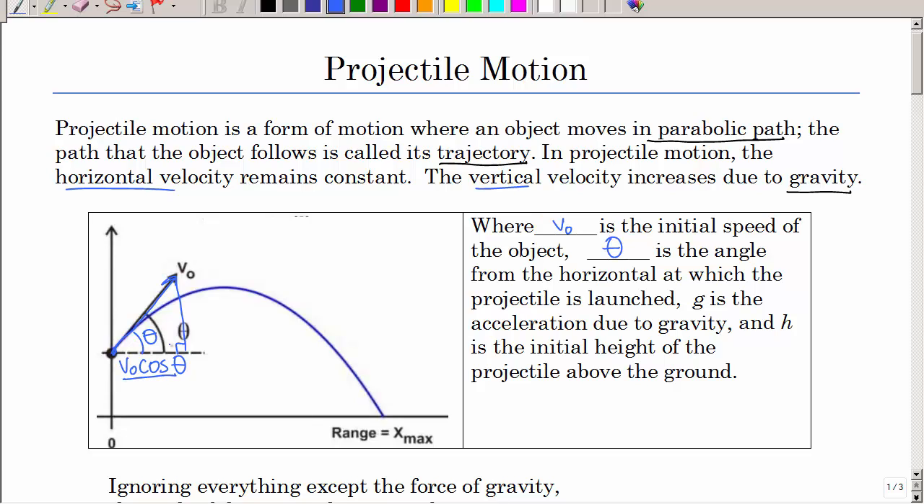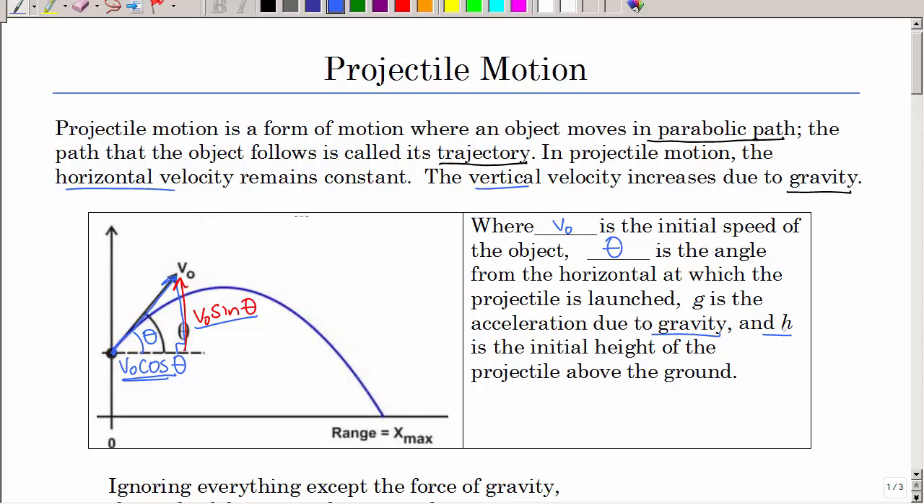So this part is the portion of the velocity in the horizontal direction, where this is the component of the velocity in the vertical direction. Gravity does not affect the horizontal component of the velocity, it only affects the vertical component. So that's why we need to look at this as two separate parts, the vertical part and the horizontal part.